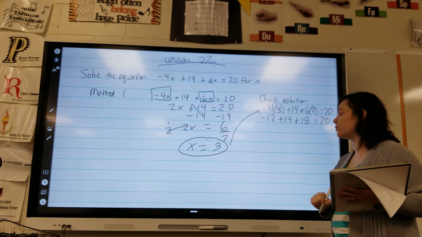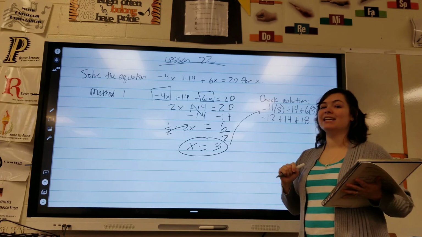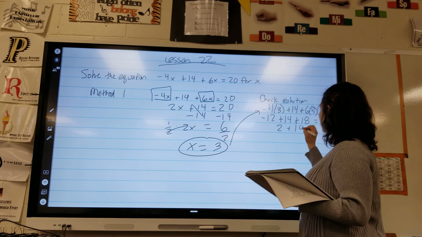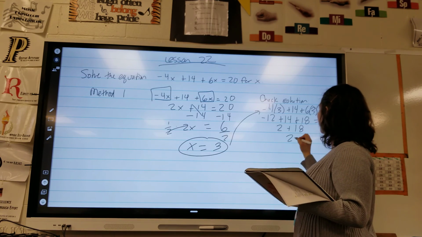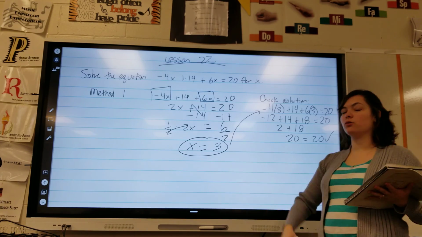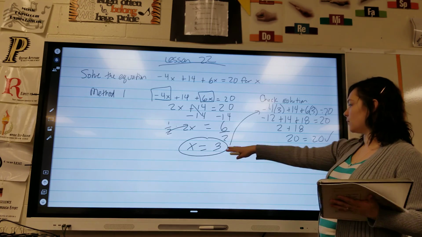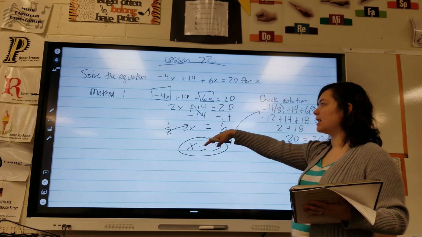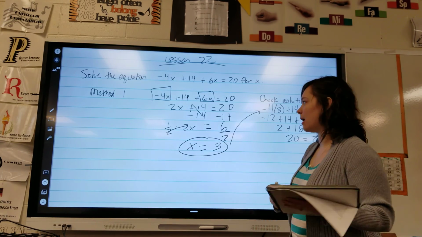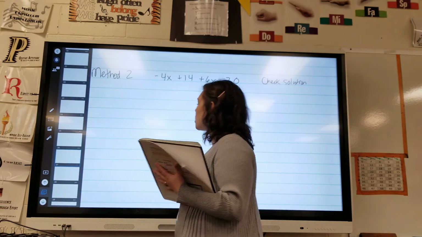Does that equal 20? Well, let's see. First of all, negative 12 plus 14 gets us a positive 2. Still have 18. 2 plus 18, sure enough, is 20. 20 equals 20, therefore x equals 3 is correct. We've done that method. So this is combining like terms. That's the first method. I like that method. You know me, I'm a circle boxer. But let's look at this next method too, just so you have multiple ways of solving.